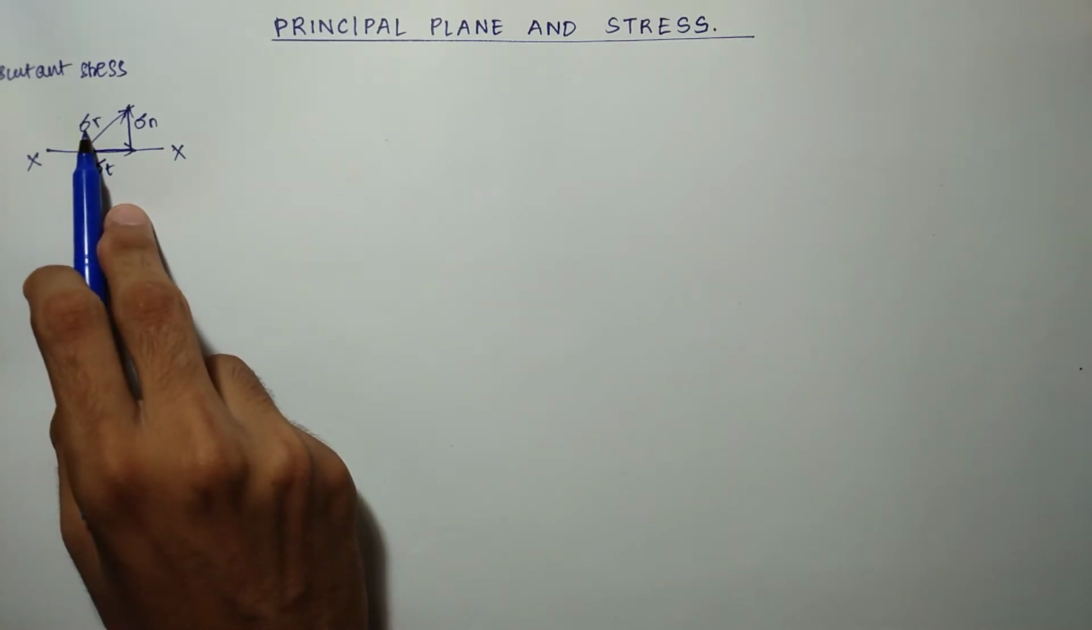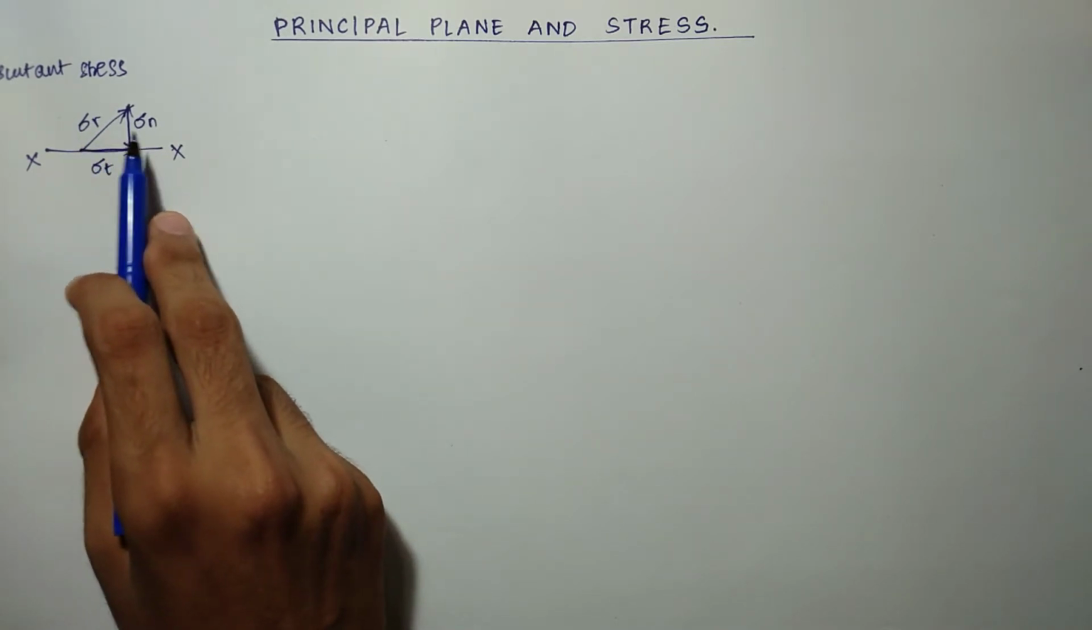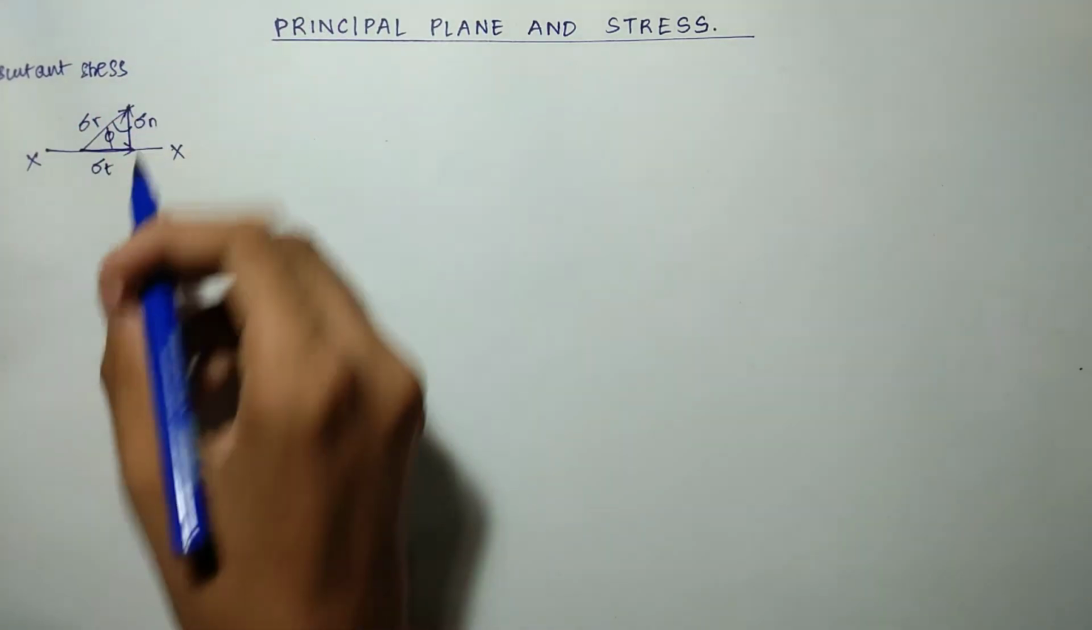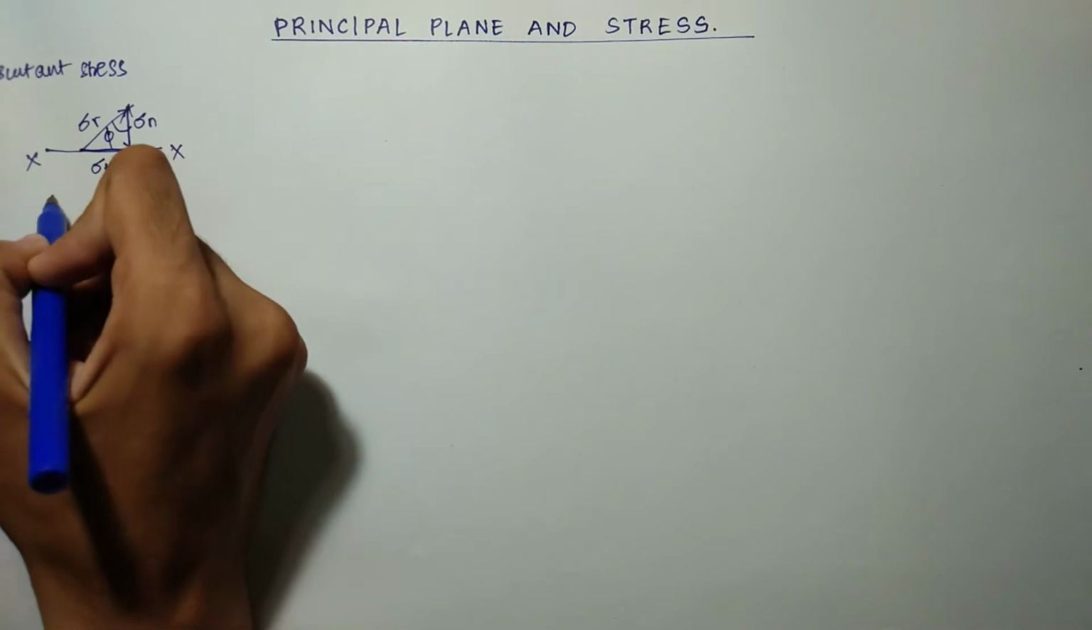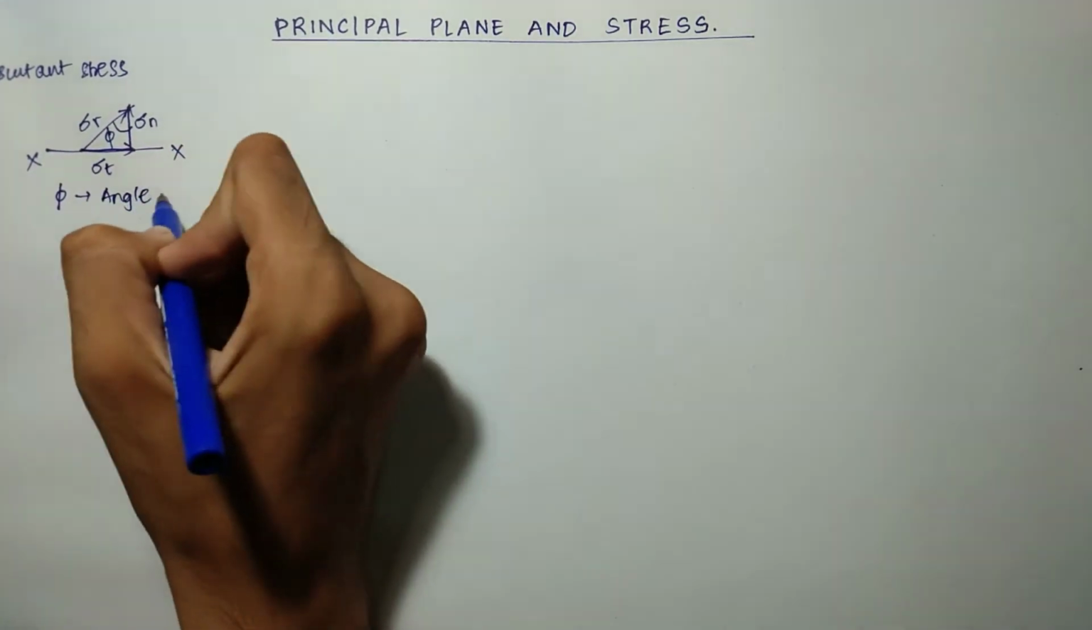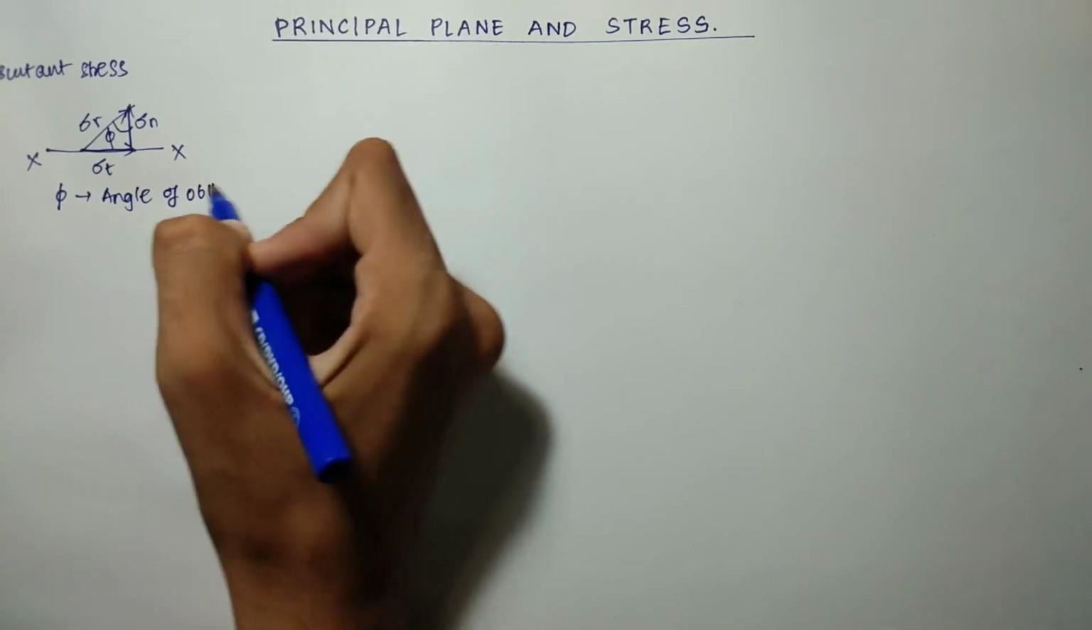The angle which the resultant stress makes with the normal stress is denoted by phi. This phi is nothing but the angle of obliquity.